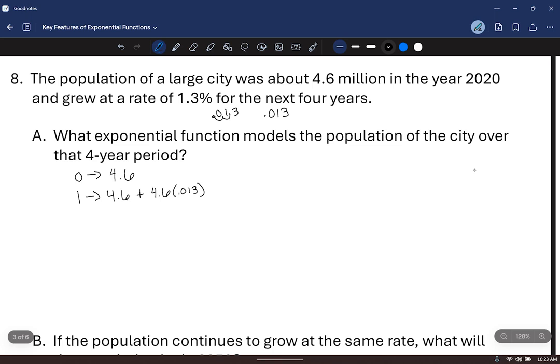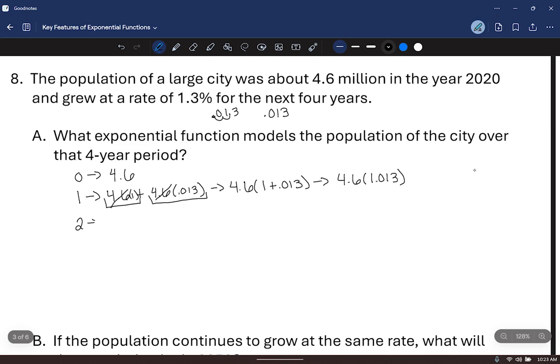Now, I need to make this a little nicer to look at. So I'm going to think of this as being 4.6 times 1. And I'm going to think, what does this term and this term have in common? 4.6. So if I factor a 4.6 out, that leaves me with 1 plus 0.013, which is 4.6 times 1.013. All right. So that's my growth and how much population I would have in this next year.